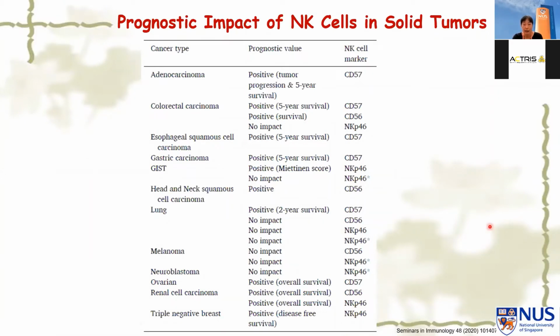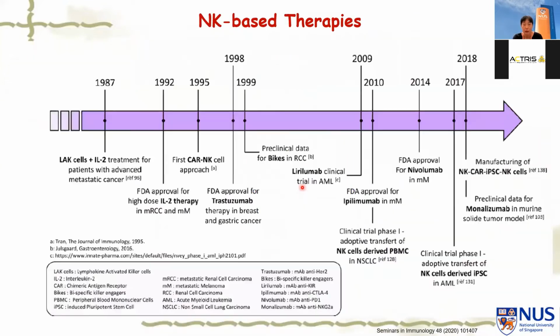So if you look at the number or the percentage of the NK cells in the solid tumors and correlate that with either 5-year survival, overall survival, or disease-free survival, you can see either people found no impact or they found positive impact there. So in general, there's a positive correlation between the presence of NK cells and the overall outcome of the cancer patient, which is good news.